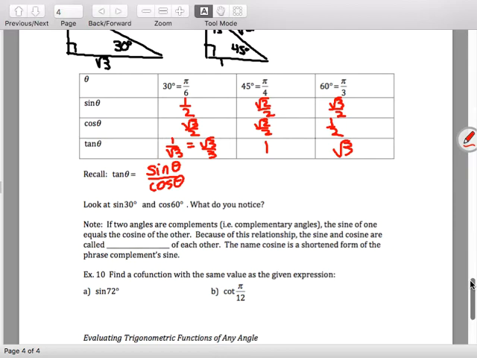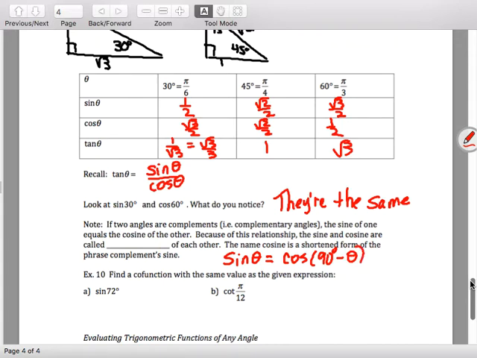I want you to look at sine 30 degrees and cosine 60 degrees. What do you notice? They're the same. If two angles are complementary, 30 and 60 add up to 90, the sine of one equals the cosine of the other. So write this down: the sine of theta equals the cosine of 90 degrees minus theta. This is also true of tangent with cotangent, and secant with cosecant. Because of this relationship, sine and cosine are called cofunctions.